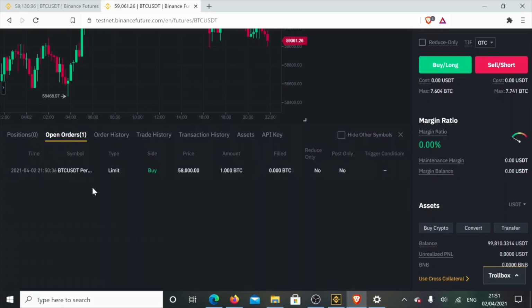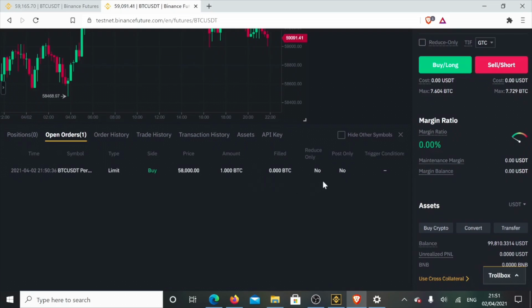Here you can see the order which we opened right now. It's BTC USDT, that is the coin itself. The type of order is limit. It can be limit, it can be market. And here it's buy. We want to buy. We believe if we buy at 58,000, the price of Bitcoin will increase and we'll make profit. The amount is 1. Filled is 0 BTC because the price of BTC is not 58,000 now. Immediately it's 58,000, your order gets filled, and it comes to positions. Okay, so that is how to do that.